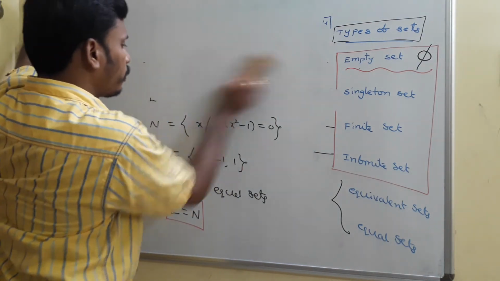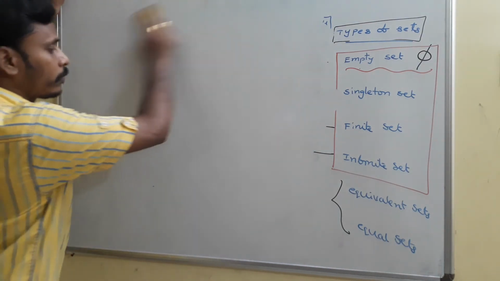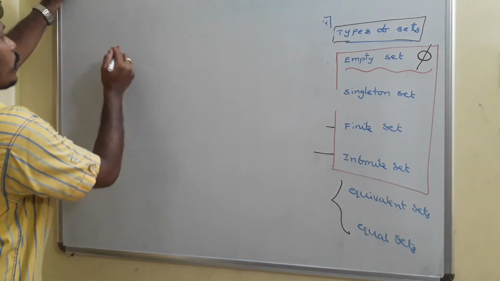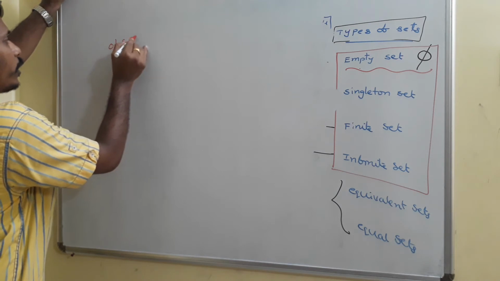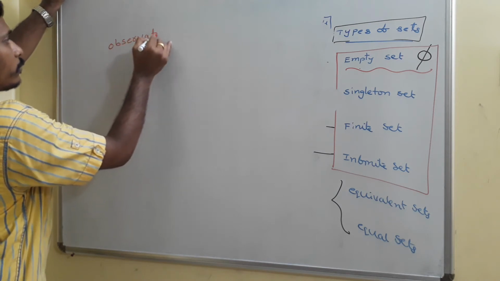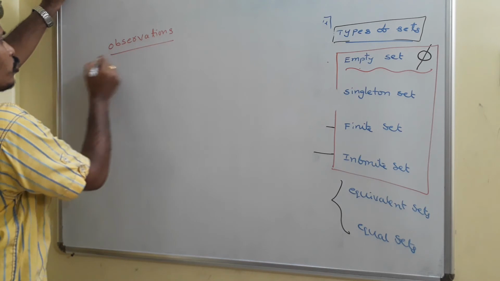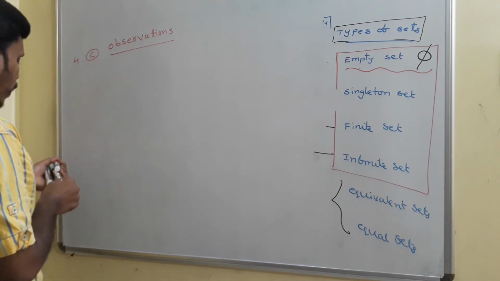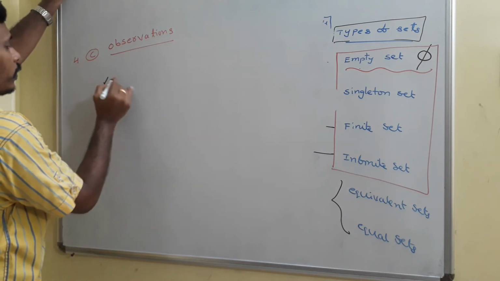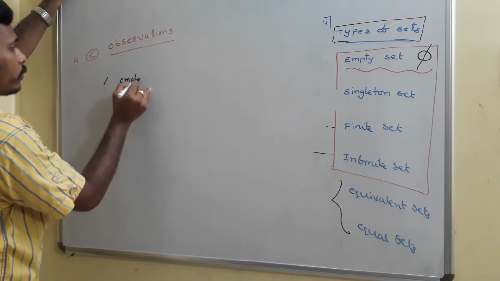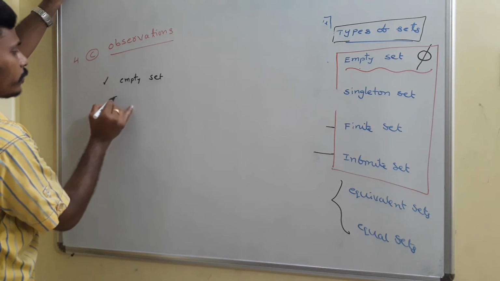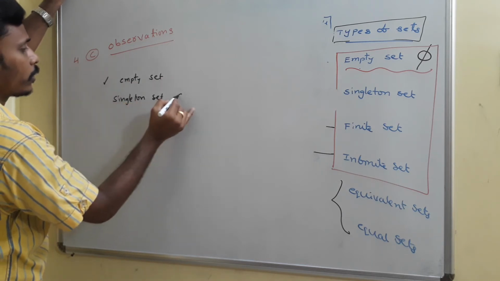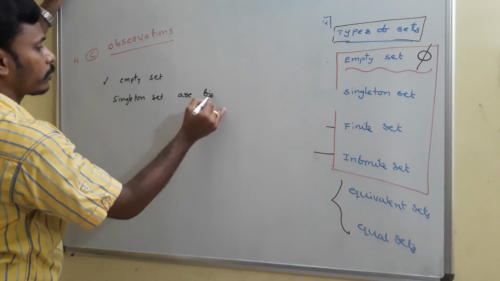Just take a list, right? You need to identify some observations here. Observations. You may take it as 4C. The first thing is that the empty set and singleton sets are finite sets.